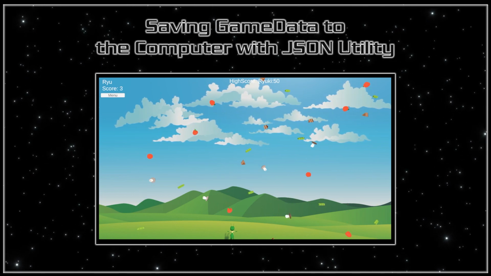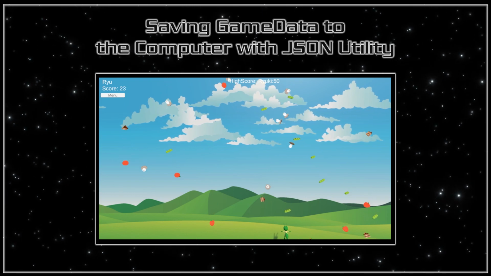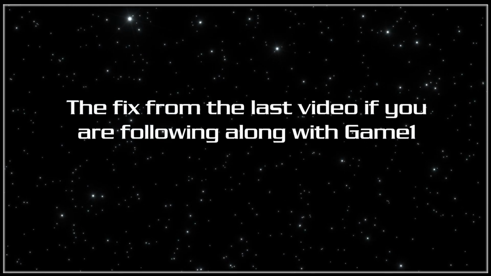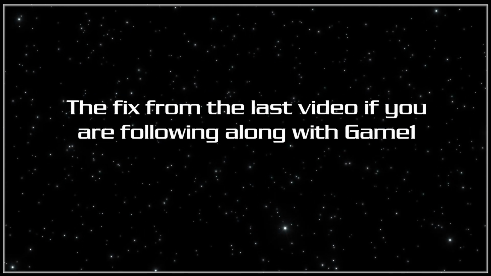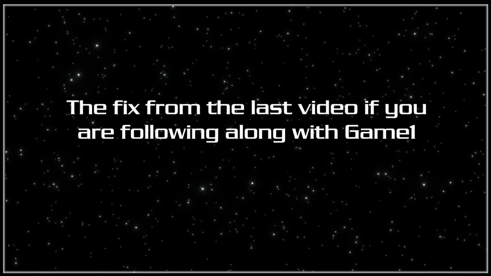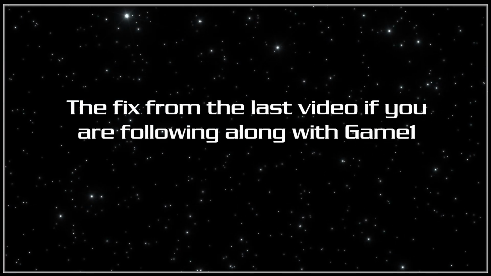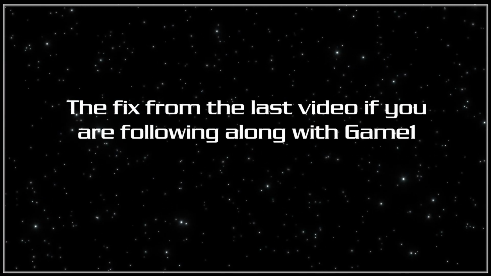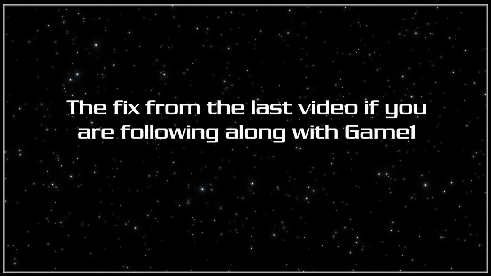There are two main ways to save to the computer, and this video will go through the first one, so let's get into it. Now, before we start, if you are following along and are using game 1 from the last video, then at the end I showed you a couple of errors created by putting everything in the persistent data script. What I should have done at the end of that video was show you how to fix that error. So here it is real quick.